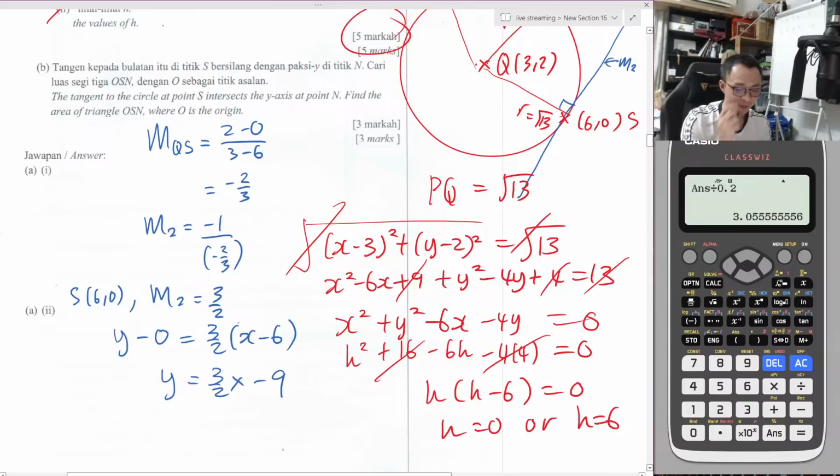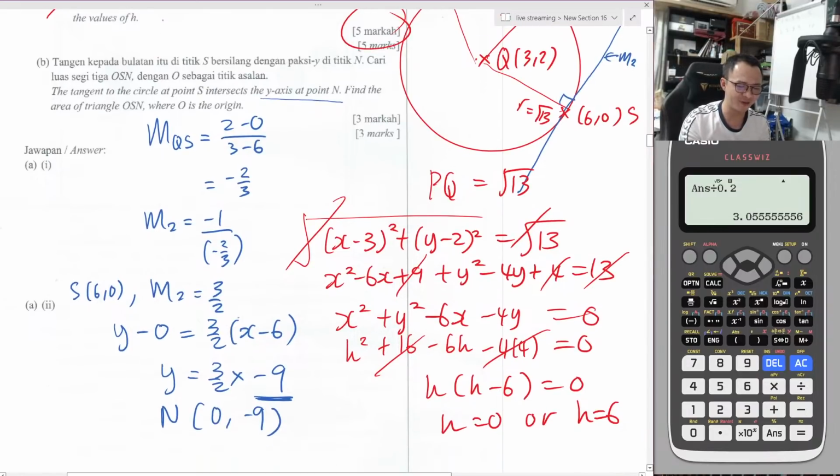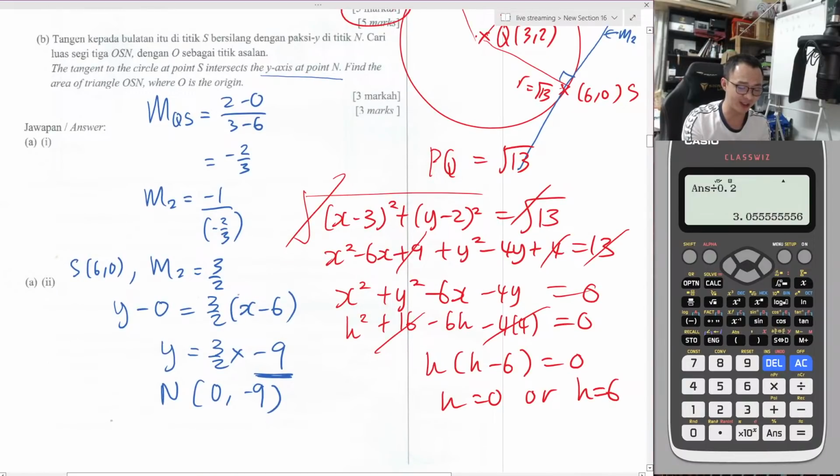Okay, so what I want to do is find the coordinate N. Because the question says the tangent intersects the y-axis at N, that means N is when x equals 0, or you can understand it's the c. So therefore my N is 0, negative 9. Alright, after I got N, O and S, I can form the triangle. I can find the area easily.